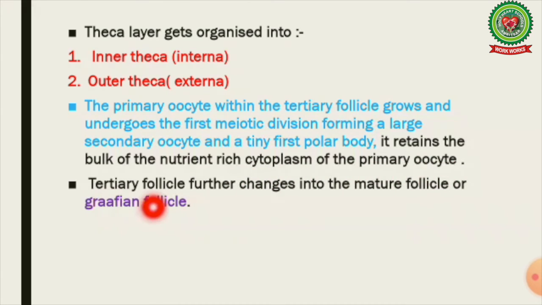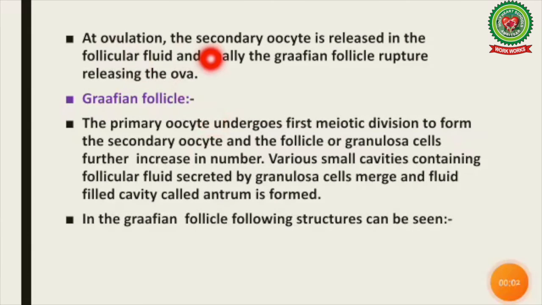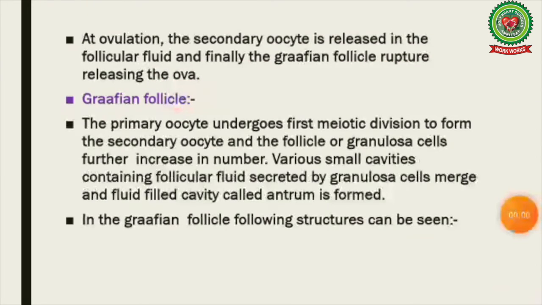Now the tertiary follicle, which is formed, further changes into a mature follicle, or we can say Graafian follicle. At ovulation, the secondary oocyte is released in the follicular fluid, and finally the Graafian follicle ruptures, releasing the ovum. Now we are discussing the detailed structure of the mature Graafian follicle.